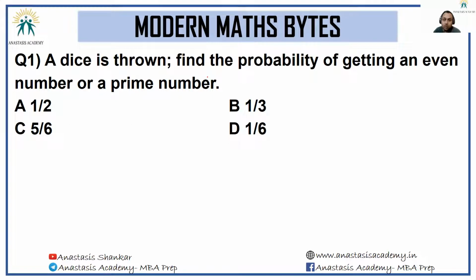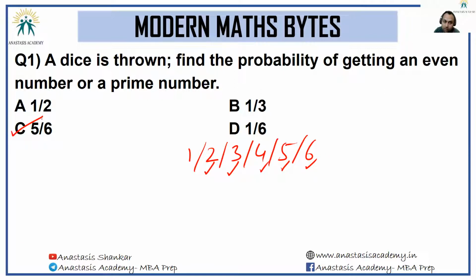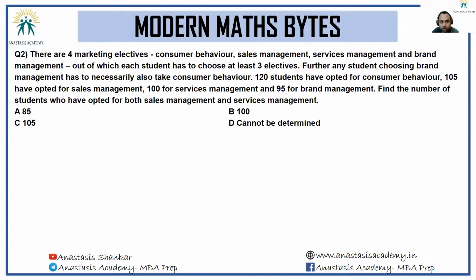A dice is thrown, find the probability of getting an even number or a prime number. Okay. When you throw a dice, there are 6 possible cases: 1, 2, 3, 4, 5, 6. And of these, which are to be counted? Prime, prime, prime, even, even. 5 of them are counted out of 6. So the answer has to be option C, 5 by 6.